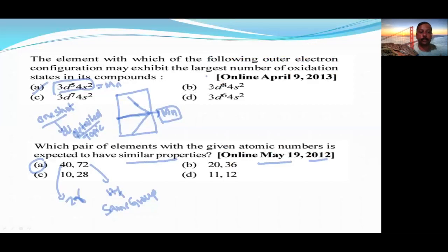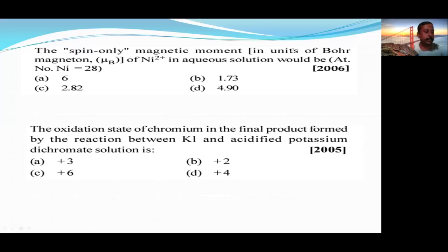Answer to this question: which pair of the elements with the given atomic number is expected to have similar properties? Answer A. Atomic number 40 is of zirconium, atomic number 72 is of hafnium. They belong to the same group, therefore they show similar properties. So this is the answer of this question. Okay, let us start the next question.